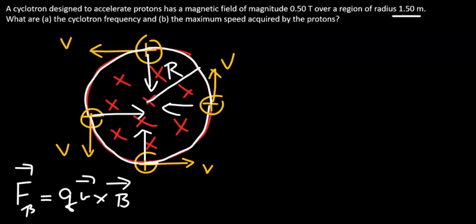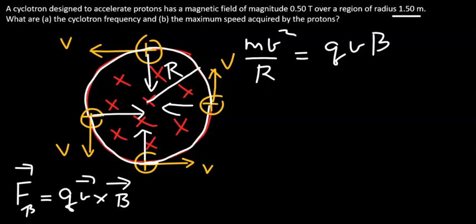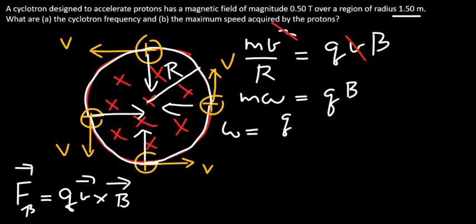Because this is a circular motion, the centripetal force, which is given by mv squared over r, is provided by the magnetic force, and magnetic force is given by qvB. This v goes away. v over r is what we call the cyclotron frequency, omega. The right-hand side is q times B. So you can solve for omega, which is qB over m.